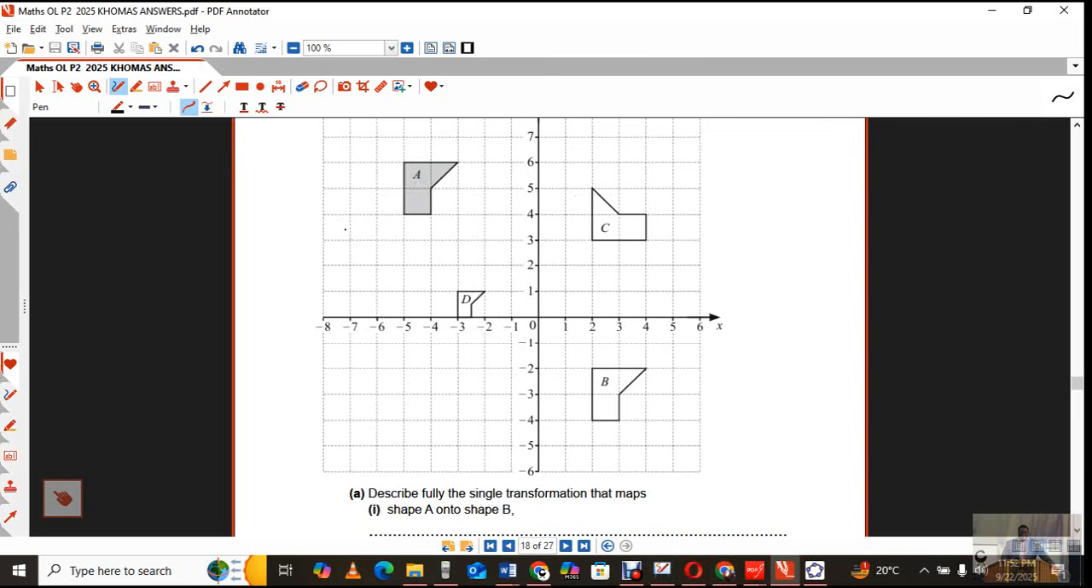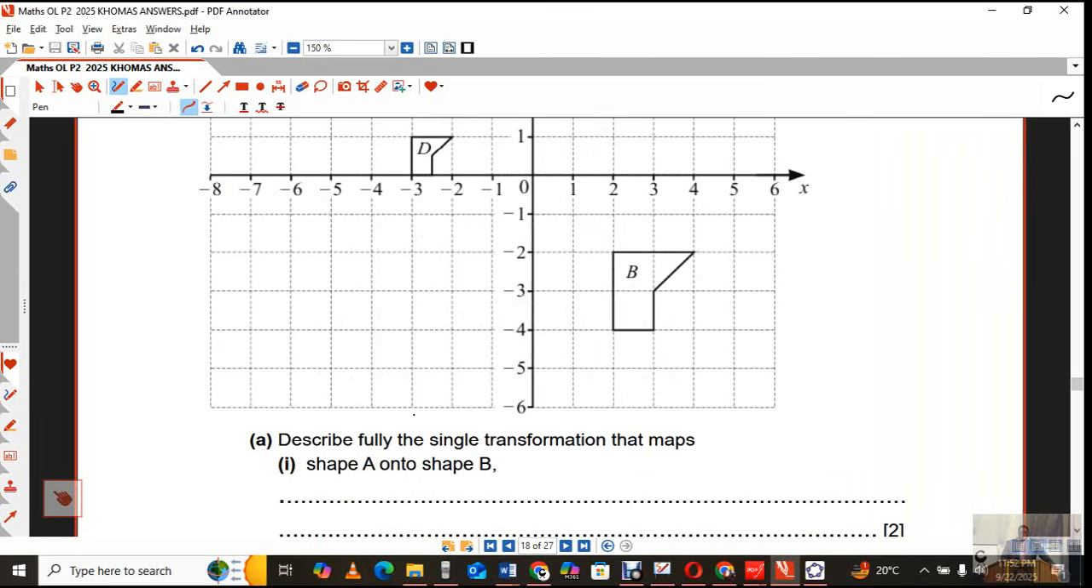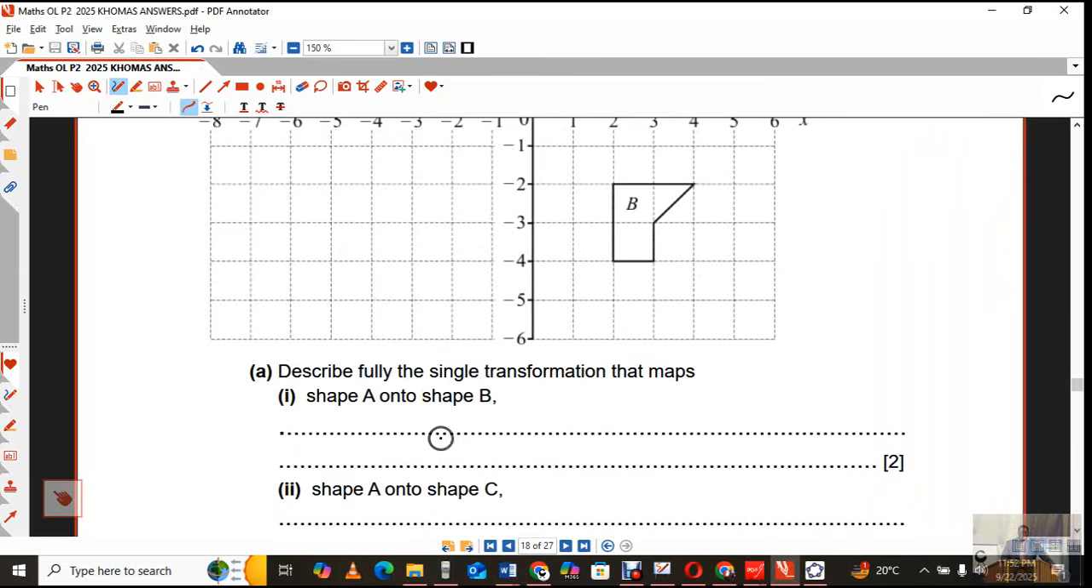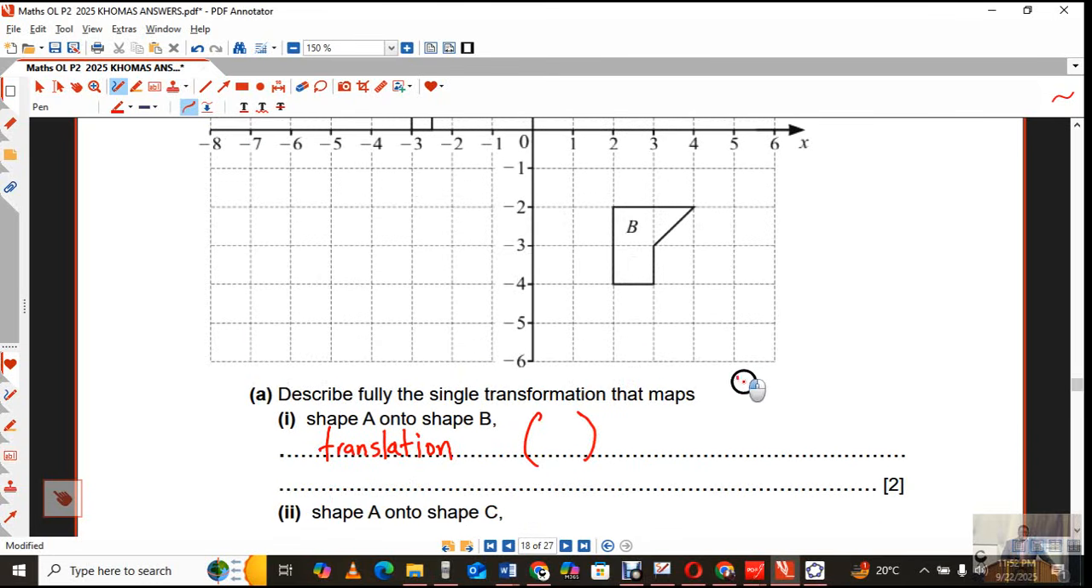So let's suppose I first write down what the transformation is. So it's a translation. Please, it's not translocation, it's translation. And we're going to give it as a vector. Okay. And now remember, a vector is given as x direction, y direction.